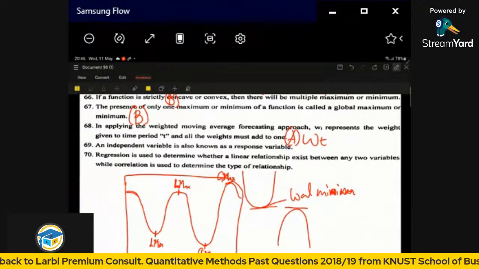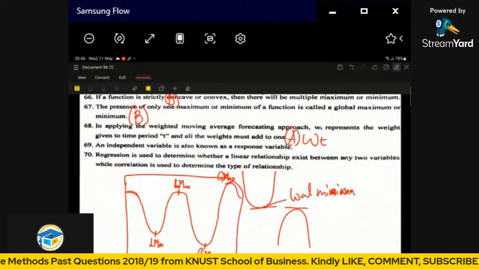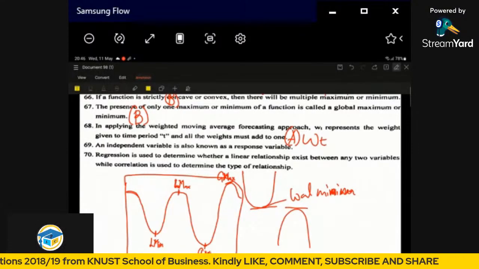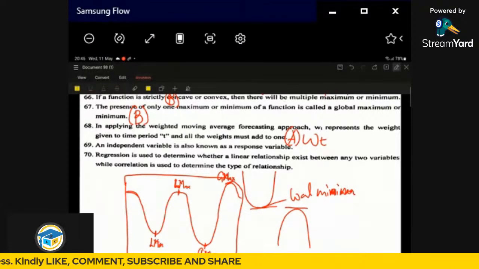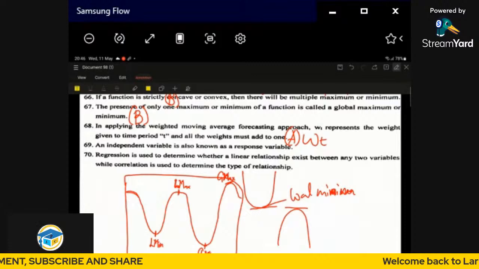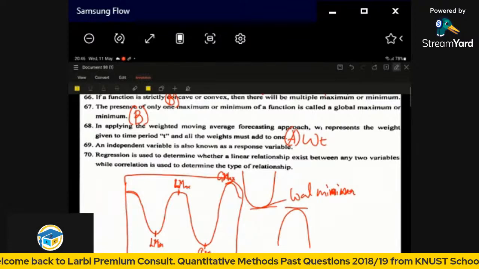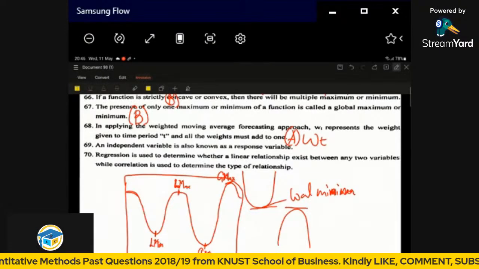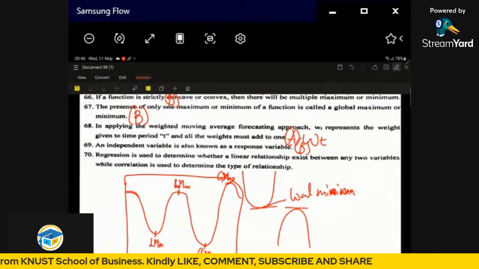Is that okay? Now, question 69 is saying that an independent variable is also known as a response variable. We said an independent variable is a variable that helps us to predict the dependent variable. So an independent variable can also be called a predictor variable or an explanatory variable, not a response variable. A response variable is the dependent variable. It changes as and when the independent variable changes. So a response variable is the same thing as a dependent variable, but not an independent variable. So here is also a false statement. Perfect. Good.